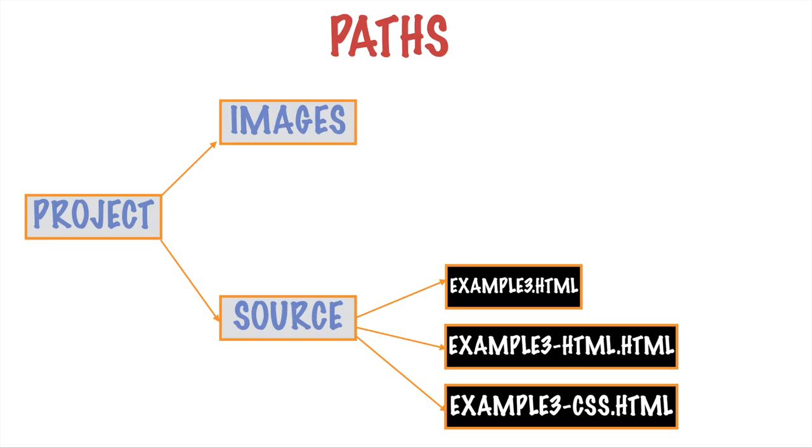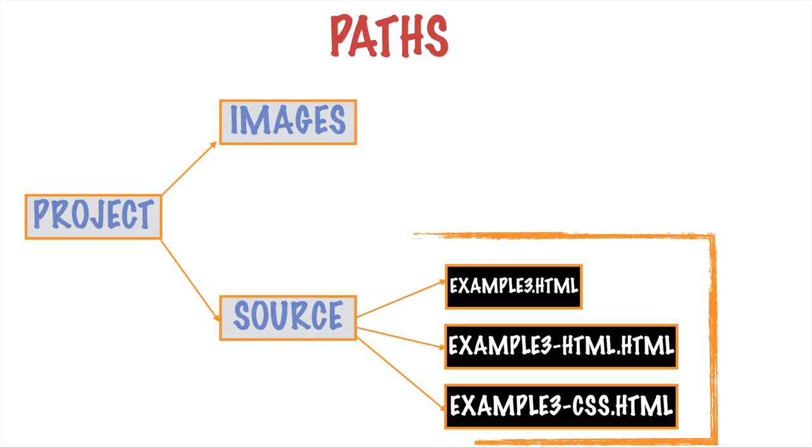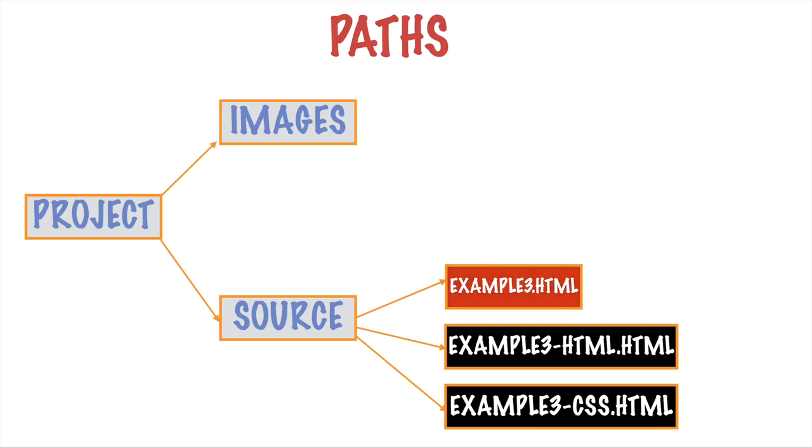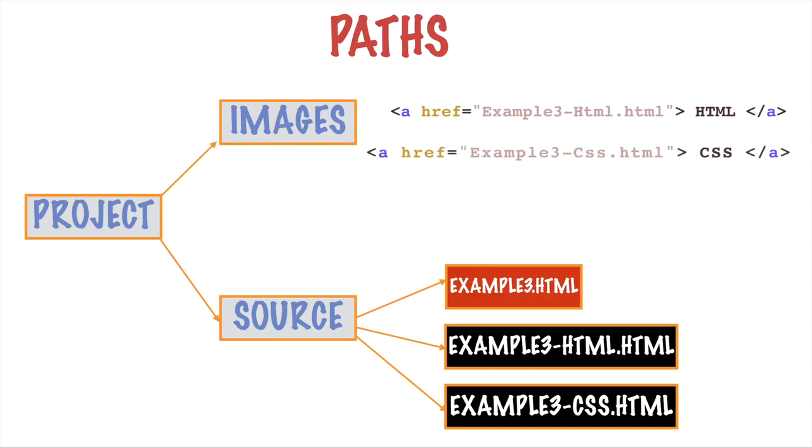How then would we specify a link from one of these files to the other? Well, in this case, it would be really easy because all of the files are in the same directory. So the paths relative to each other only need to contain the names of the file. For instance, let's say we were embedding this link inside example3.html and we wanted it to refer to the other two files. We'd simply do it by specifying the names of those files. We would not require any more directory information.